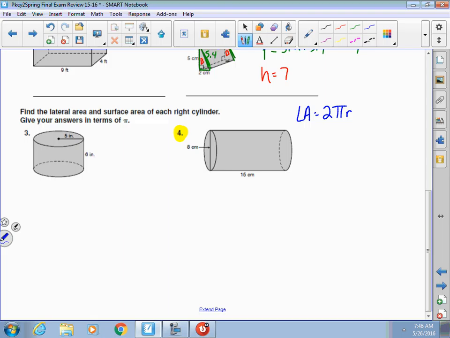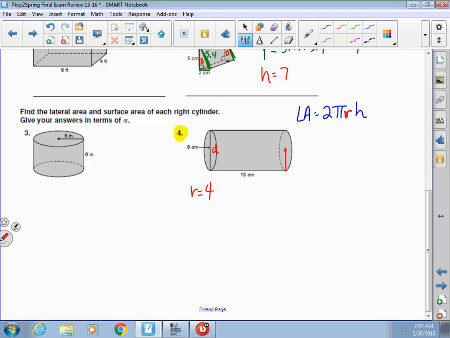And then for your cylinder, lateral area again, on your formula chart, says the lateral area is 2 pi r h. So the beauty about a cylinder is all I need to do is plug in my parts. I need to know my radius. My radius is half the diameter. It's from the center to the circumference. So this is the diameter. It's 8. So the radius is 4.